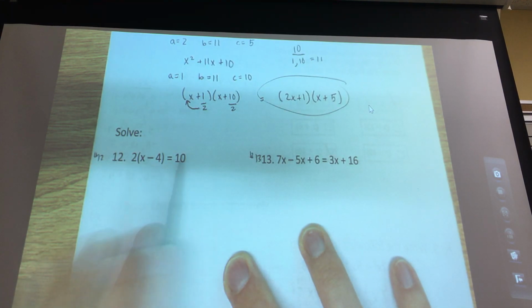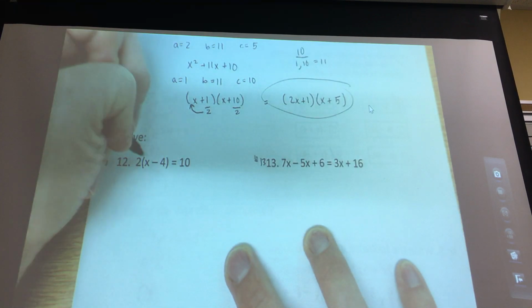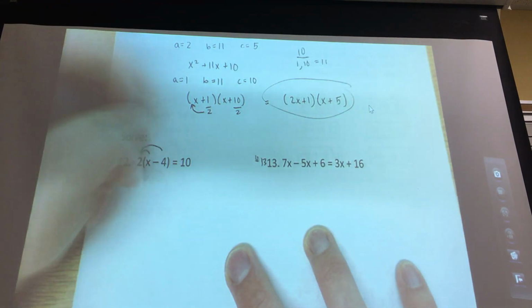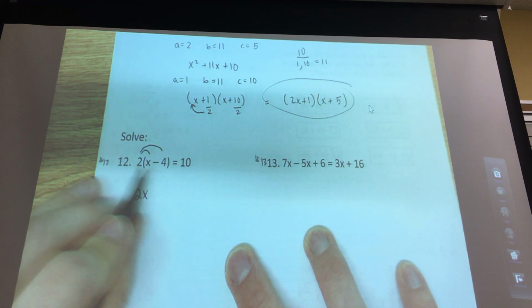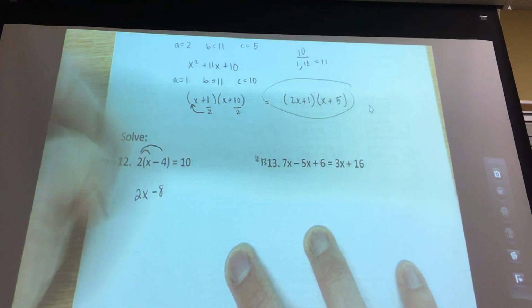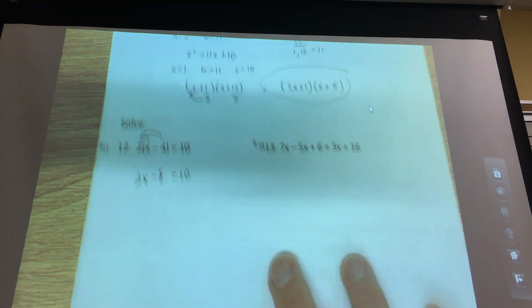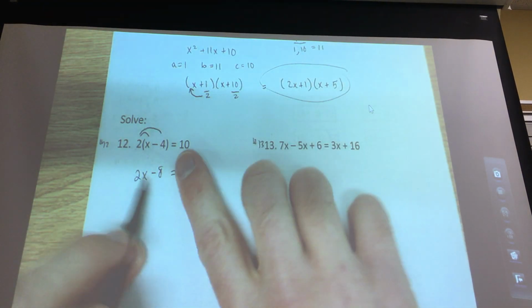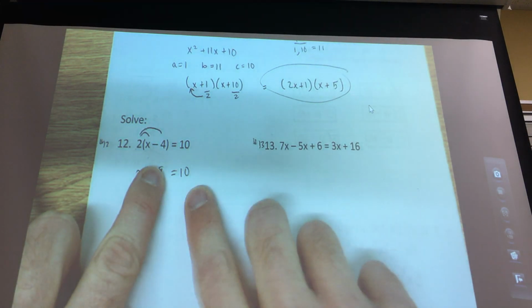If you look at this one right here, number 12, we do have distribution, so you need to distribute that 2. This is a basic equation. Basically, you're looking for x. 2 times x is 2x. 2 times negative 4 is negative 8. That's going to equal 10. We are going to now check if we have combining like terms. If you look on that side, there's nothing. If you look on that side, there's nothing.